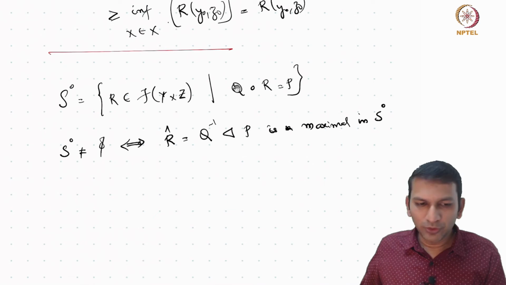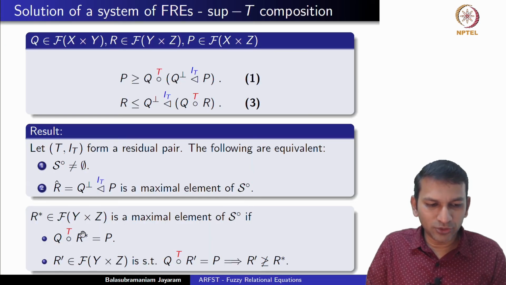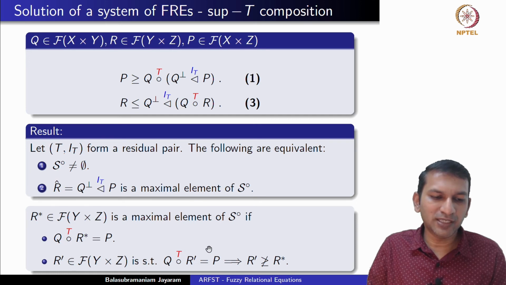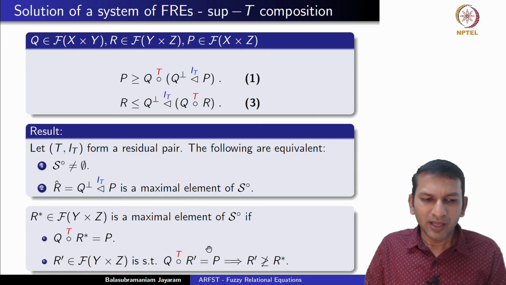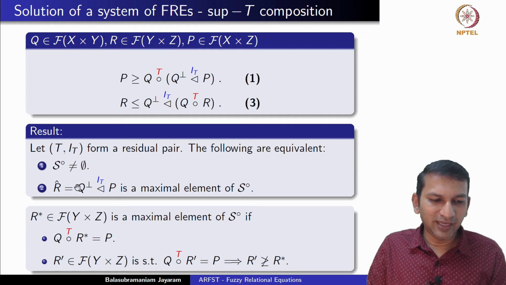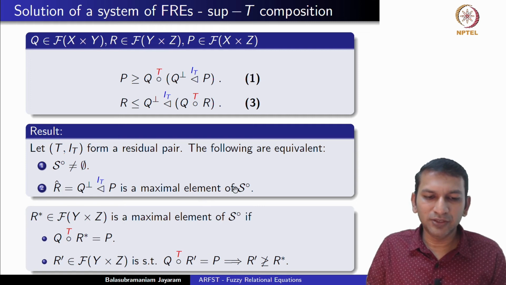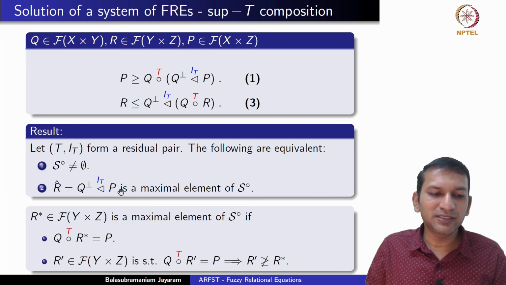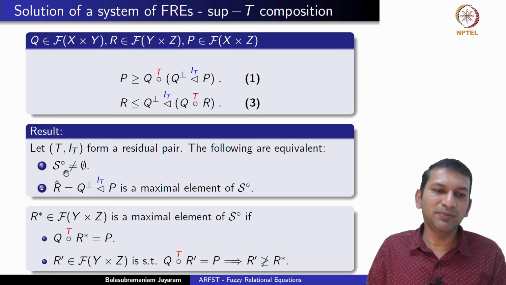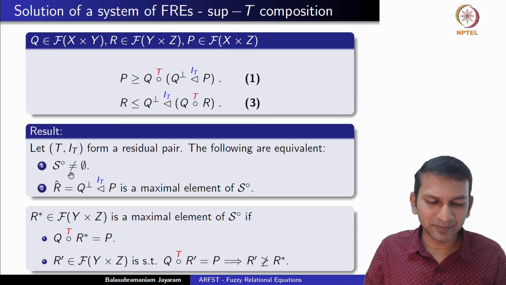So we need to prove two things, that this R cap is a solution, and it is also the maximal solution. One way is very clear. If R cap is a maximal element of S0, then it is also an element of S0, which means it is a solution for this equation. It essentially means S0 is not empty.